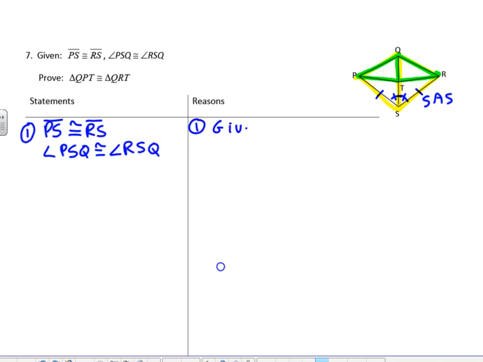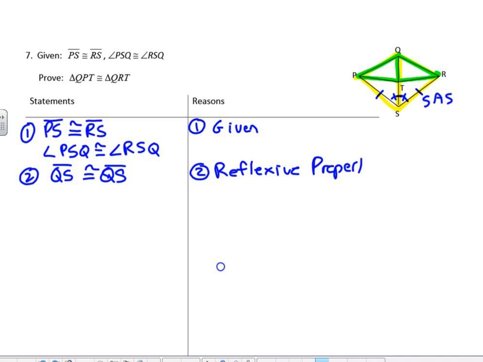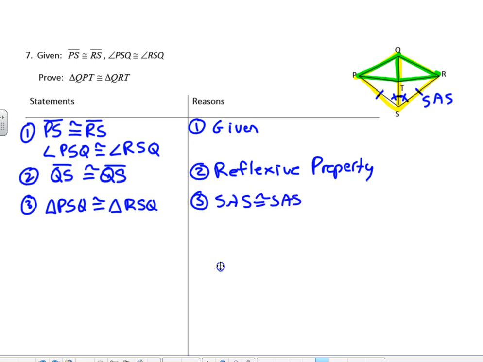All of that's given. Now, if you look at my yellow triangles, the other side that's missing from those, the common side, is QS is congruent to QS, and that is by the reflexive property. So they have a common, shared side. So what can we say? Well, we can say now that triangle PSQ is congruent to triangle RSQ, and the reason for that is side angle side congruent to side angle side.